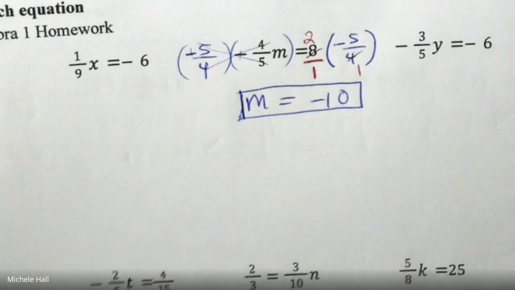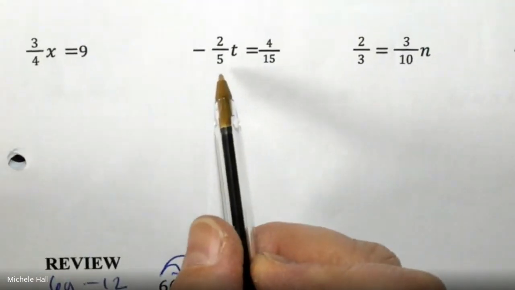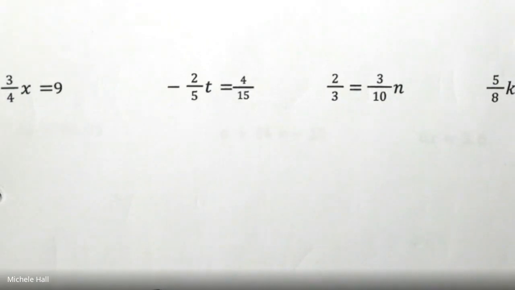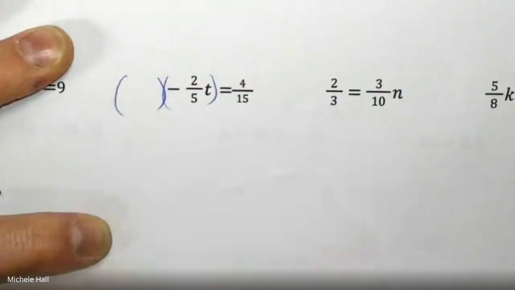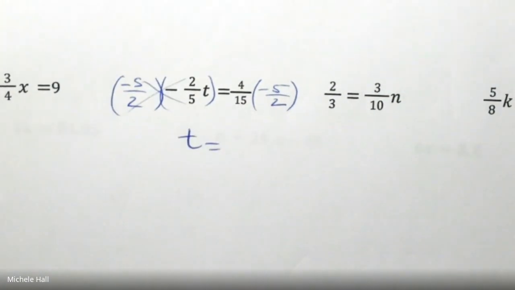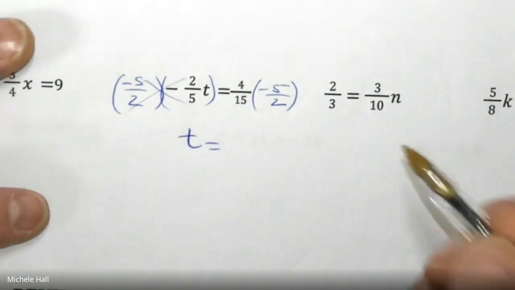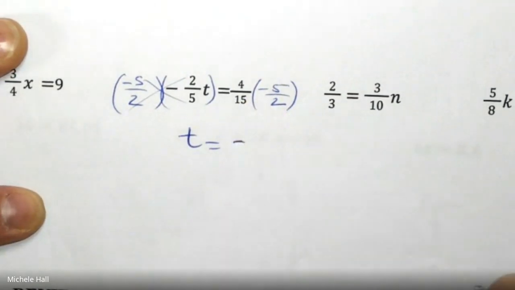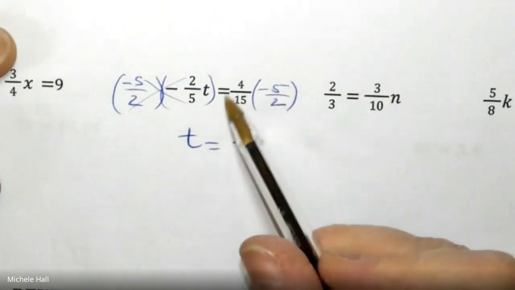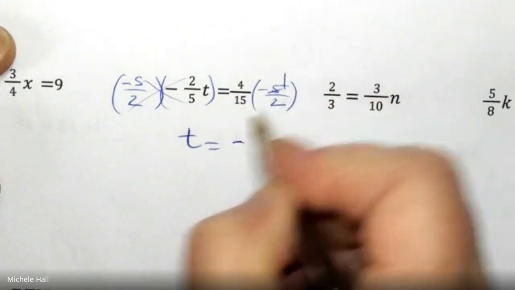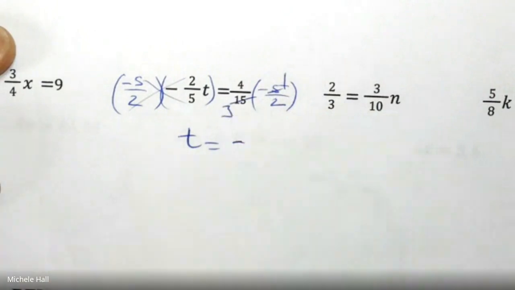Okay, how about this one? -2/5 equals 4/15. Go ahead and start that one. We have a positive times a negative. I know my answer will be negative. This time I can cross cancel both ways. I can cross cancel a 5. 5 divided by 5 is 1. 15 divided by 5 is 3.